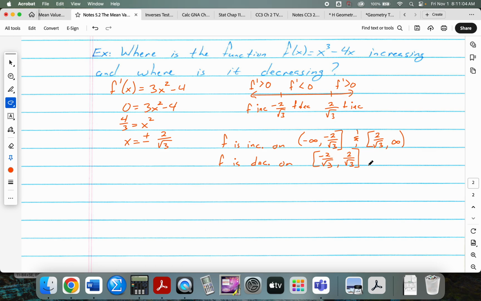At this point, occasionally a student will look at that and say, well, does that mean that f is both increasing and decreasing at negative 2 over the square root of 3? No. Remember what I said a moment ago, that when we're talking about increasing and decreasing, it's on an interval. So talking about a particular point doesn't make any sense. Again, we occasionally do it because you're like, yeah, it's increasing everywhere on the interval around that. Okay, any questions about that? Okay.